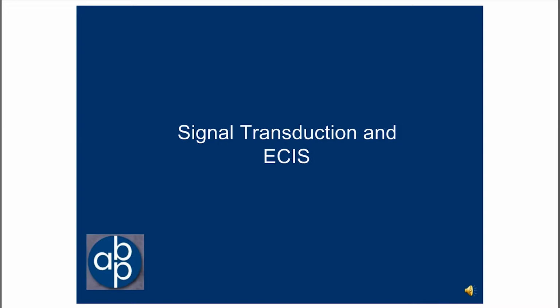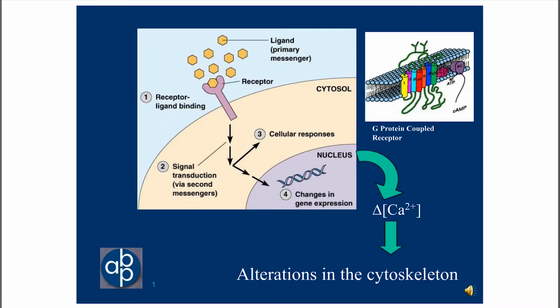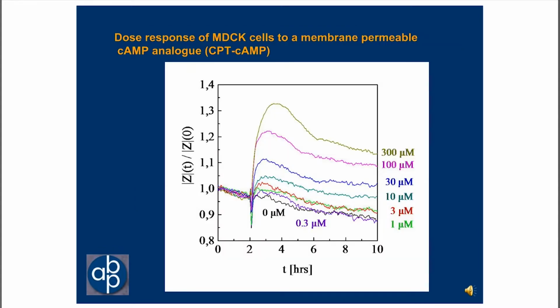This presentation deals with the use of ECIS to monitor signal transduction in cells in culture. Before looking at the beta-adrenergic receptor, let's consider the response of cells to the second messenger, cyclic AMP.